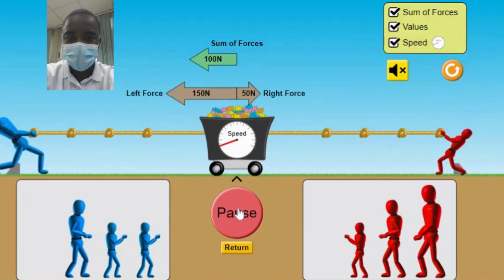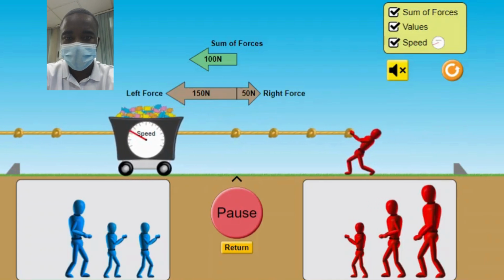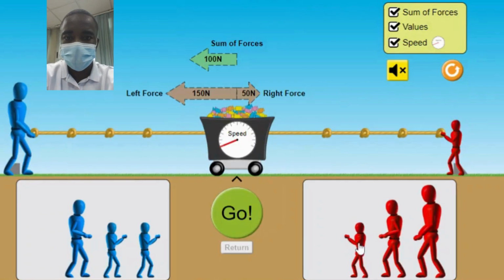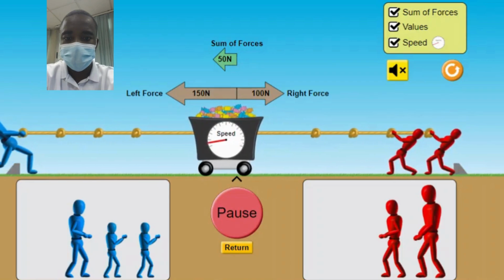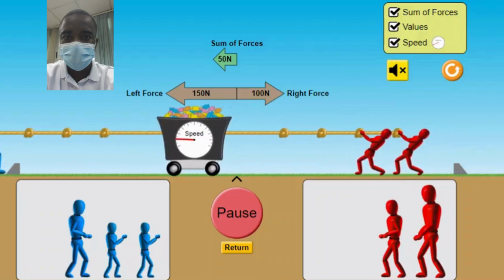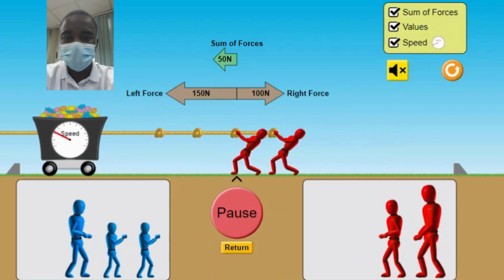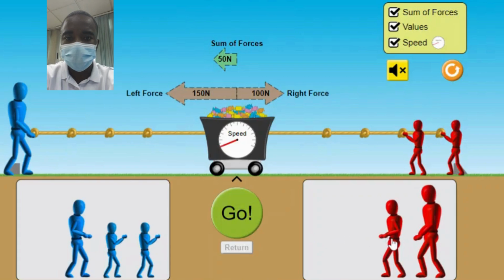By manipulating the number of pullers and observing the resulting motion of the cart, students gain a practical understanding of Newton's laws of motion. The net force simulation is based on Newton's first and second laws of motion. Newton's first law states that an object at rest stays at rest, and an object in motion stays in motion unless acted upon by an external force. Newton's second law states that the acceleration of an object is directly proportional to the net force acting on it and inversely proportional to its mass.